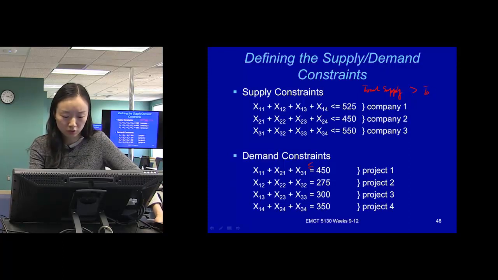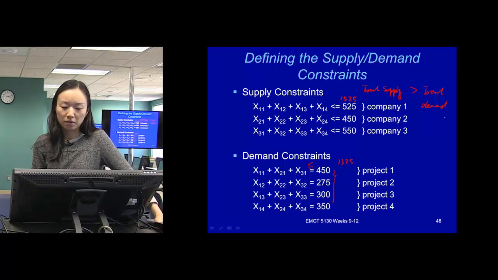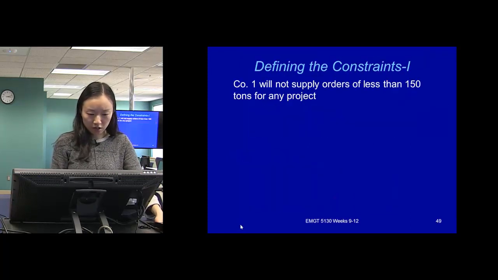So what's the total here? 1,525. The demand is 1,375. Okay, so we can do this because we have more supply than demand. So we just set those to be equal and we don't supply more than what is available. Pretty easy. Then let's focus on the side constraints.